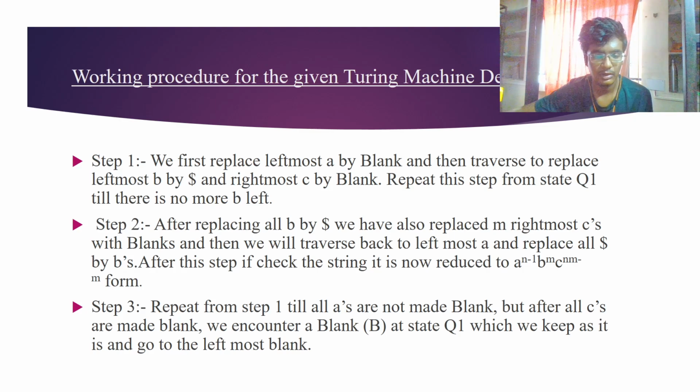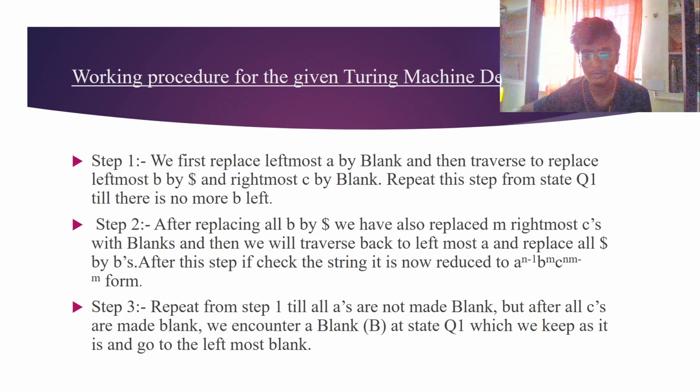After this step, if we check the string, it is now reduced to a to the power n minus 1, b to the power m and c to the power nm minus m form. At step 3, repeat from step 1 till all a's are made blank. But after all c's are made blank, we encounter a blank B at state q1, which we keep as it is and go to the leftmost blank.